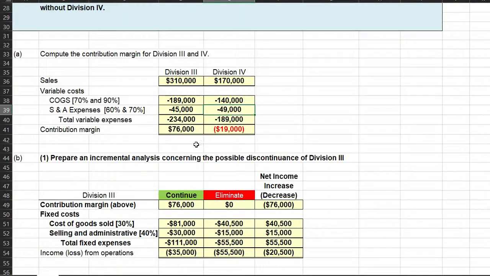The result is Division 3 has a positive contribution margin of $76,000, whereas Division 4 has a negative contribution margin of $19,000. And this is already instructive because it tells us that Division 4 is not able to generate enough revenues to cover its variable cost. So even if we were to stop at this point, it's likely that Division 4 would be the one that's placed on the chopping block.